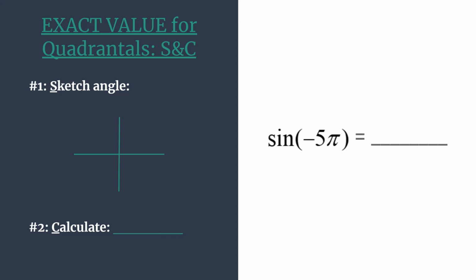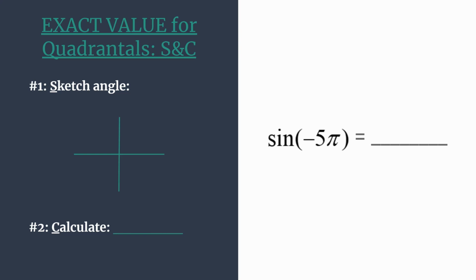So a couple things to notice when we're going to sketch this angle. First, we have a negative angle. All that means is we're rotating in the clockwise direction. The second thing to notice is that negative 5 pi is going to be more than one clockwise rotation because negative 2 pi would be one full clockwise rotation.